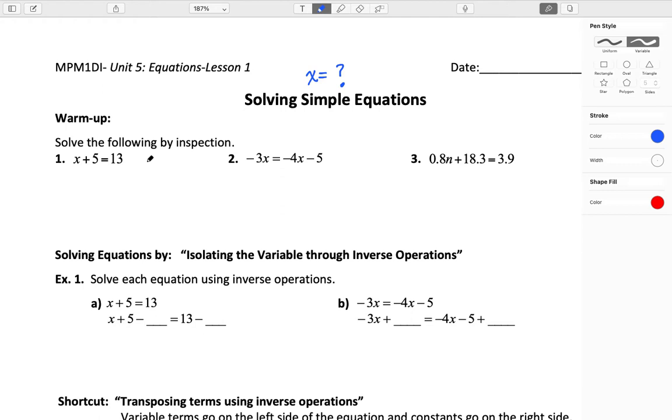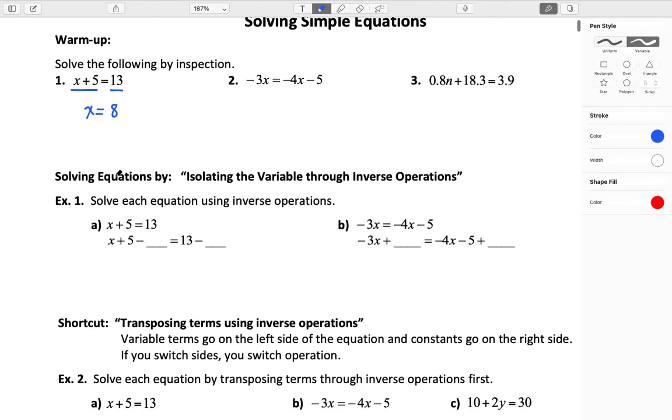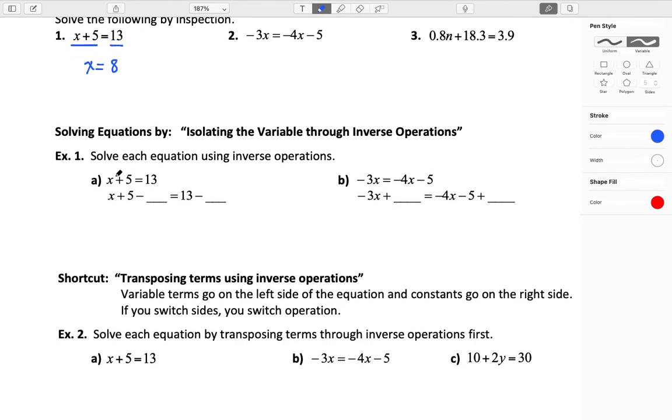Number 1, solve the following by inspection. So by inspection, just by looking at it, on the left side I have x plus 5, and on the right side I have 13. So x must be equal to 8. Okay, now what if we were to solve by isolating the variable using the inverse operation?